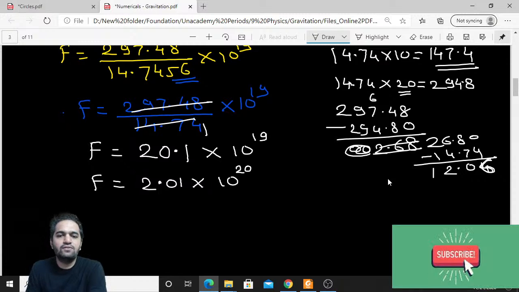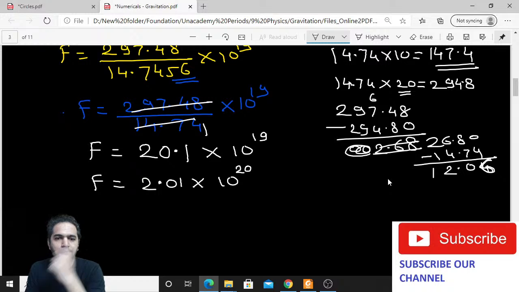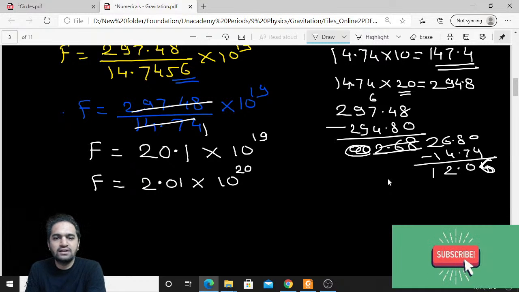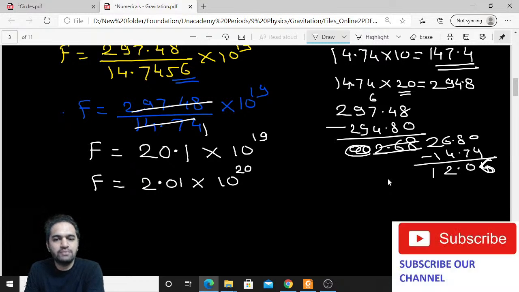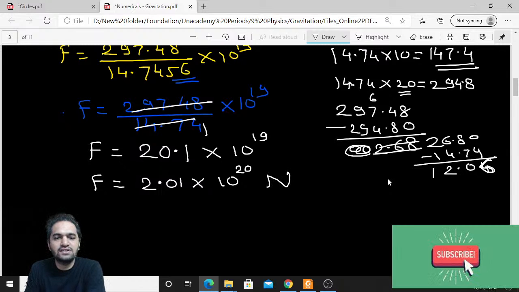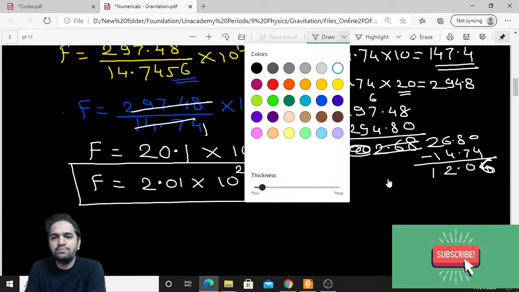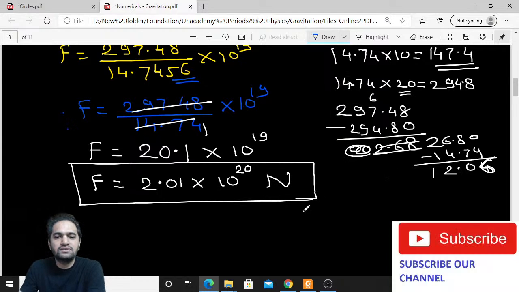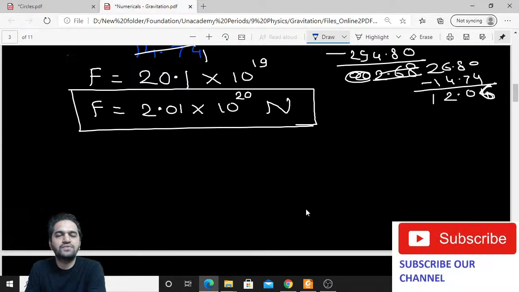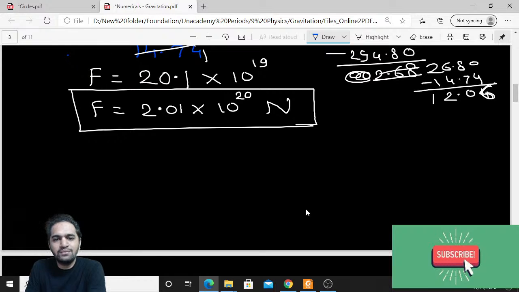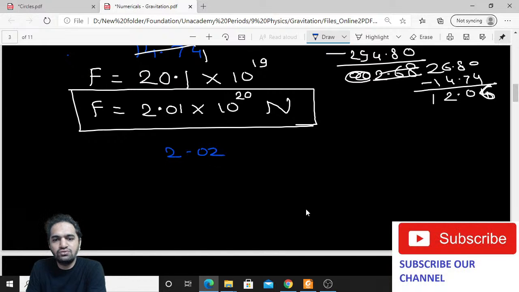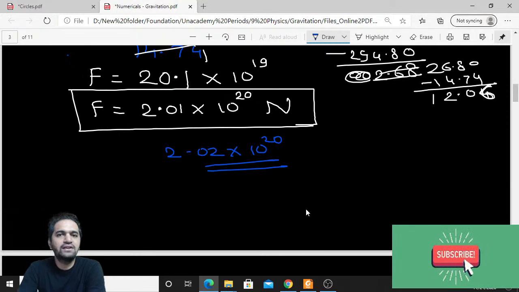Okay. So basically what I have done is, I have taken the decimal point to the back side, and I have written 2.01 into 10 to the power 20, and that's our final answer, that is Newton. Now one thing you have to understand here is, this is more than sufficient. Now in the book, suppose you correlate this answer with the book, in the book it is given 2.02 into 10 to the power 20. It is totally fine.